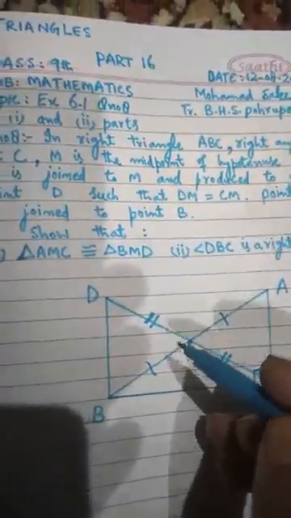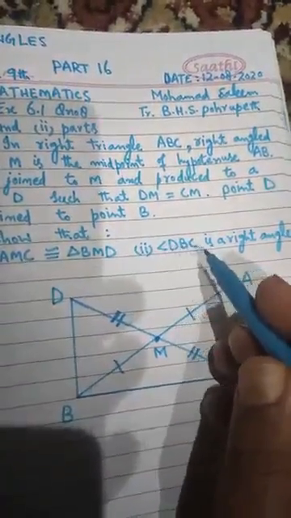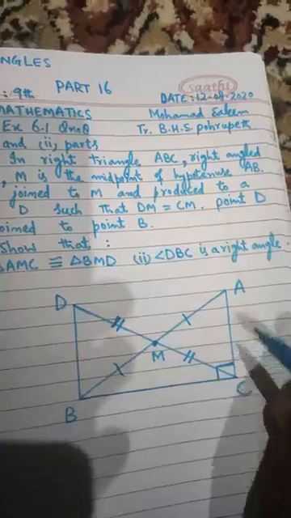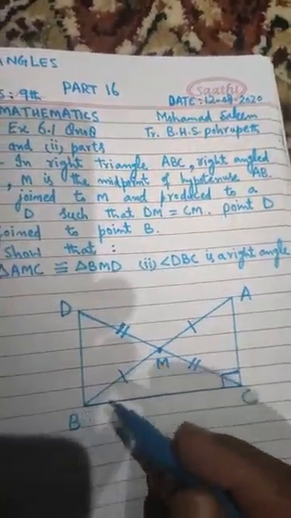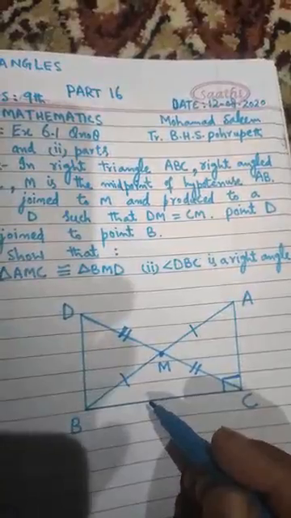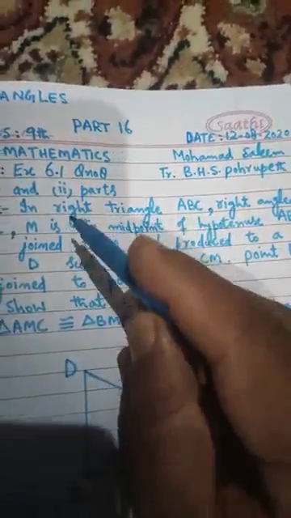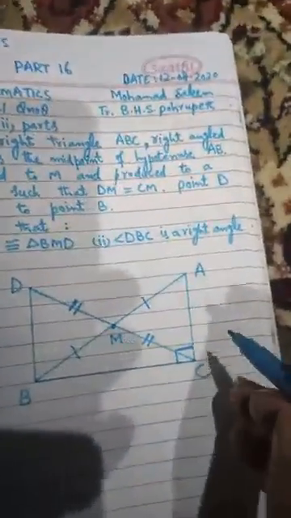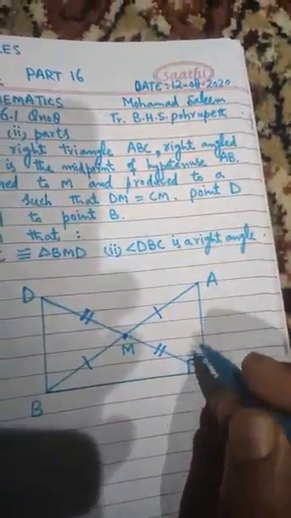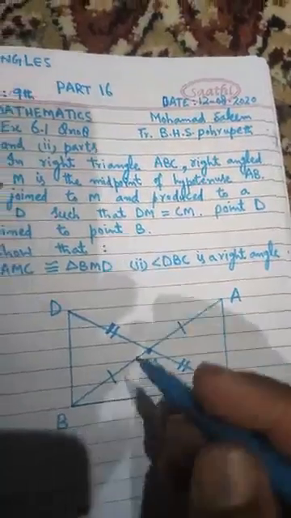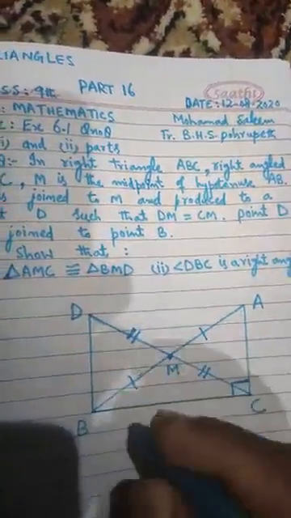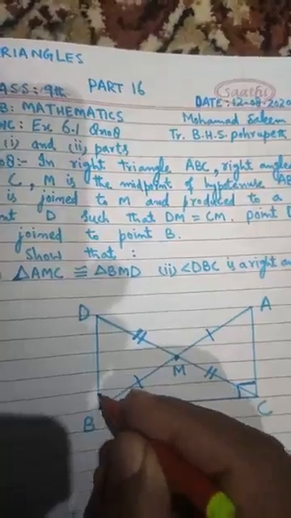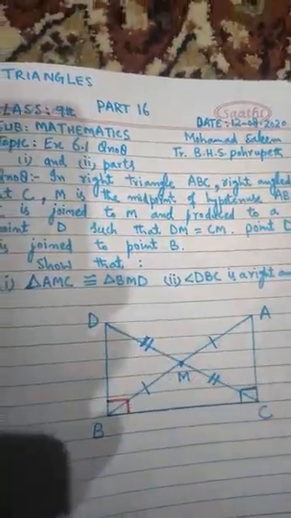Okay, this is the first part. And second part we have angle DBC is a right angle. We know that angle ACB is a right angle, because in the start of the question it is written: right triangle ABC, right angle at C. So we have a right angle at C, that's 90 degrees. And we have to prove that angle DBC, that means this angle, is also 90 degrees.